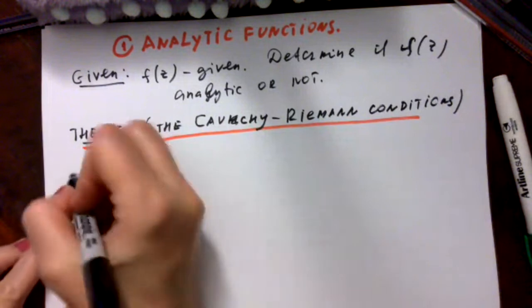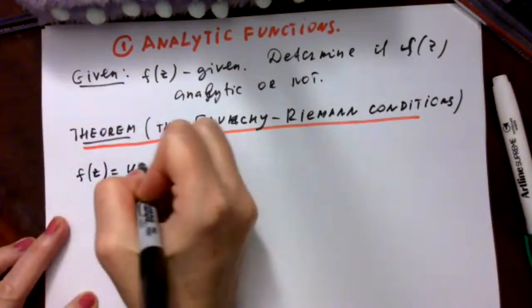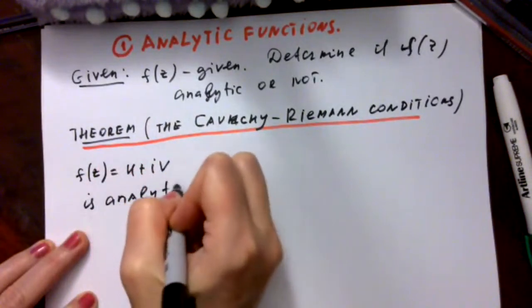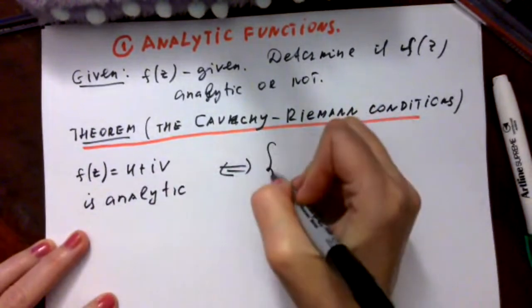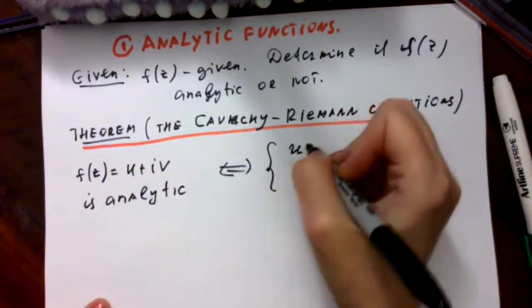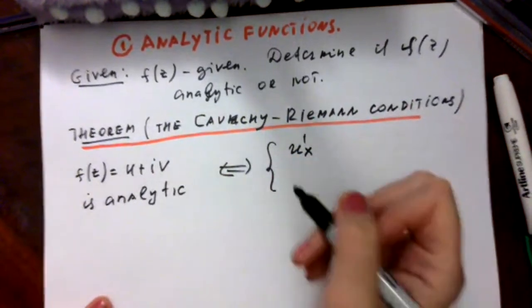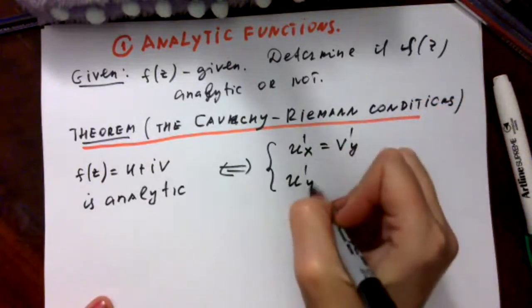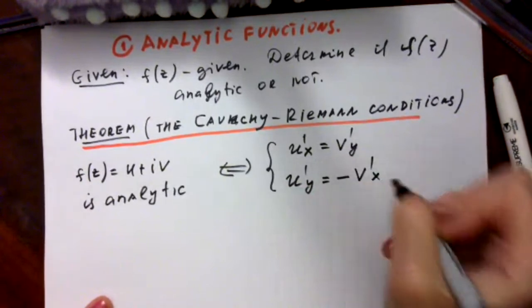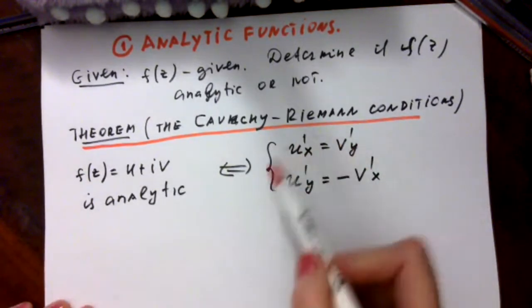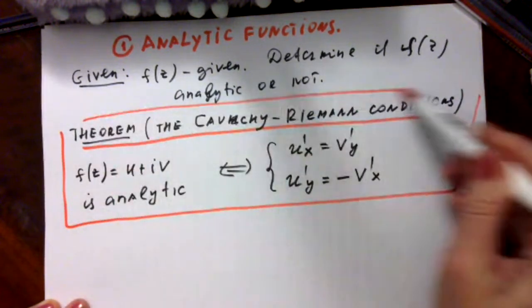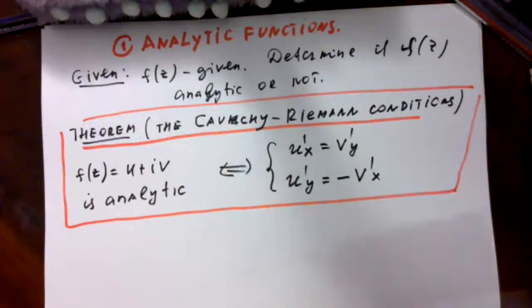So f of z, which is equal to u plus iv, as you know, is analytic if and only if the following system of equations is true. U prime x is equal to v prime y, and u prime y is equal to minus v prime x. So that's how this theorem goes. If these conditions are correct for every point on the complex plane x and y, in this case, this function turns out to be analytic. And all you need to do is check these equations.